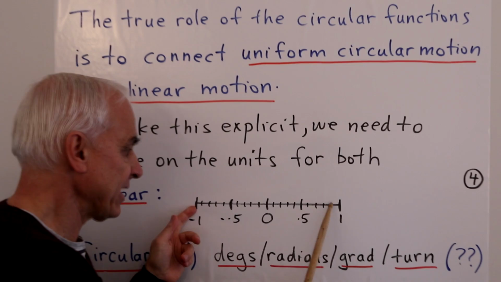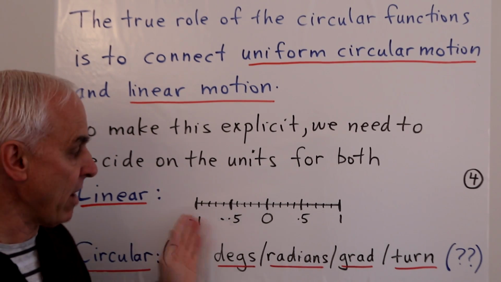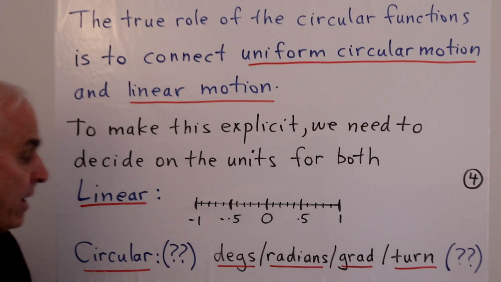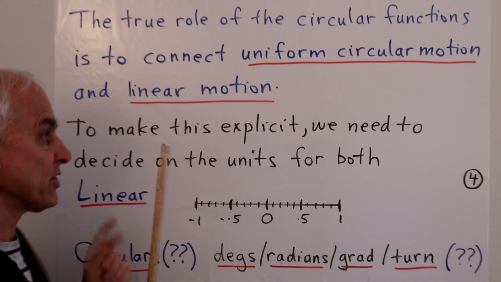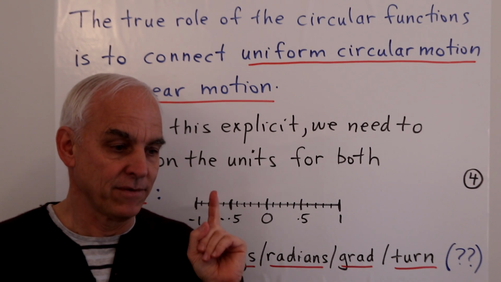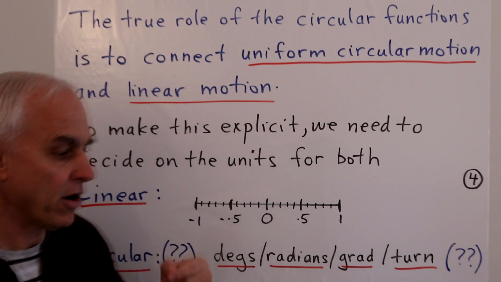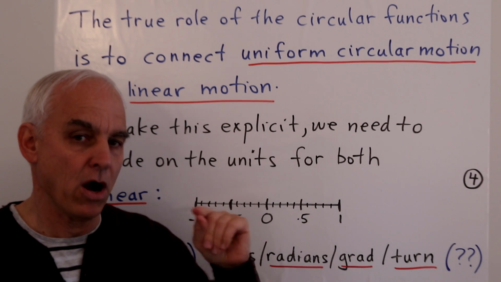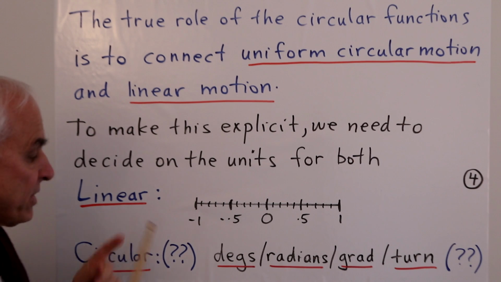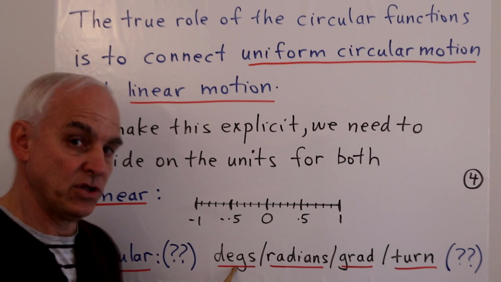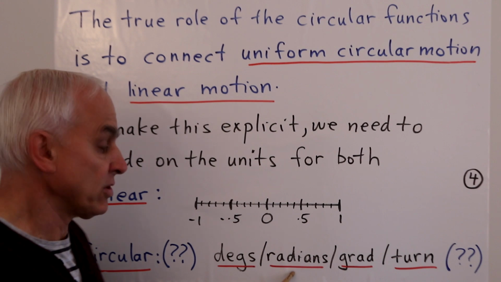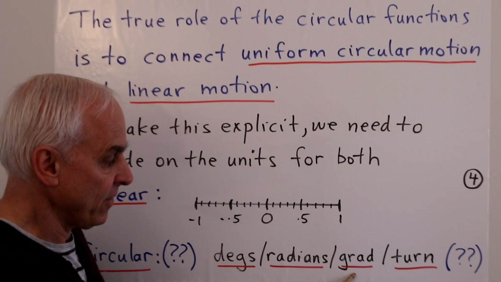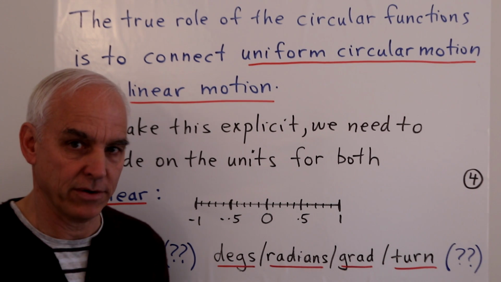Okay, so obviously we just have a usual linear scale between -1 and 1, and that's perfectly clear and there's no possible ambiguity. But on the circular side, there is a lot of possible ambiguity because there are different possible unit systems that we could use to measure where we are on the circle. So in particular, we have a choice of the degree system, or we could use so-called radians, or we could use so-called gradients or grads, or we could use something called a turn.